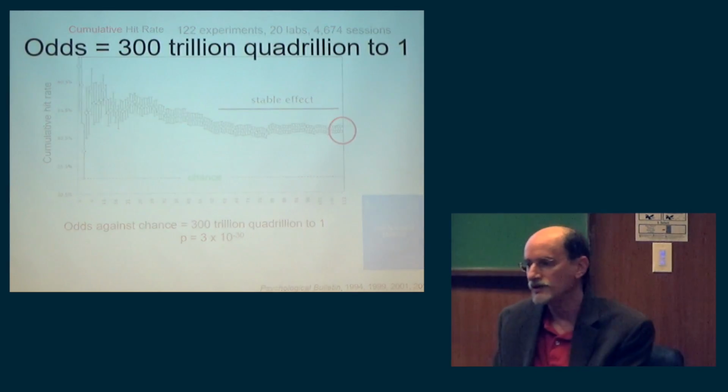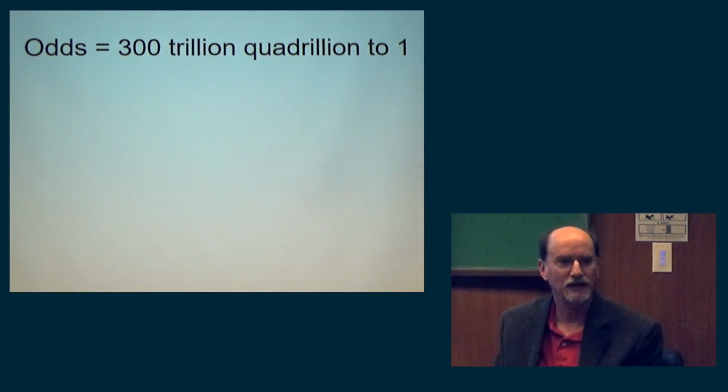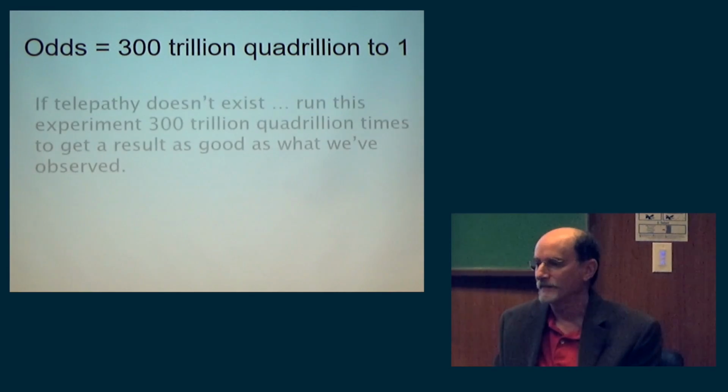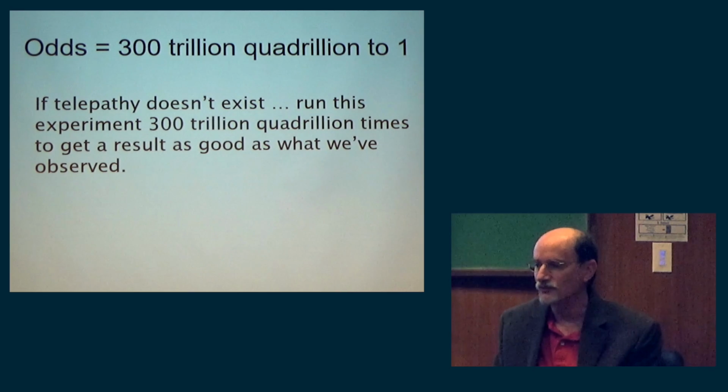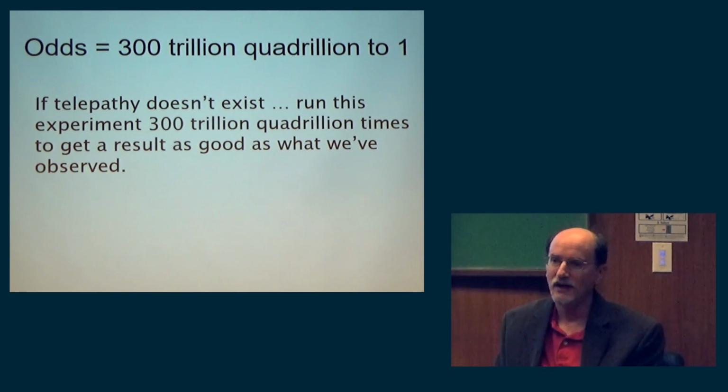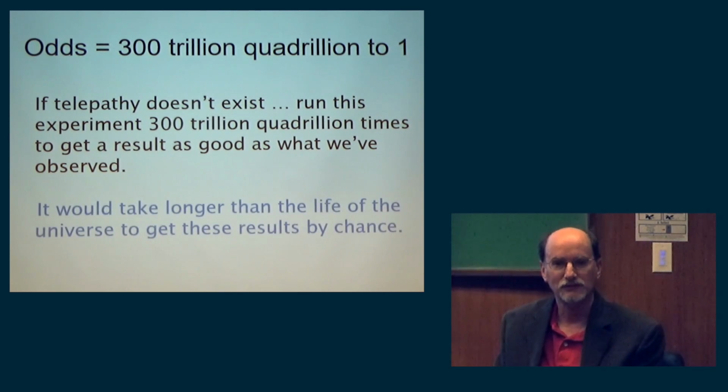So what does odds of 300 trillion quadrillion to 1 actually mean? It means that if telepathy doesn't exist, we can run this experiment 300 trillion quadrillion times to get a result as good or better than what we actually observed. You add up how much time it would take to do that, it would be longer than the life of the universe. So it seems reasonably certain that something like telepathy exists.